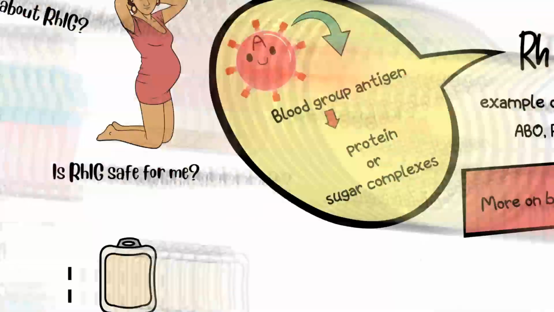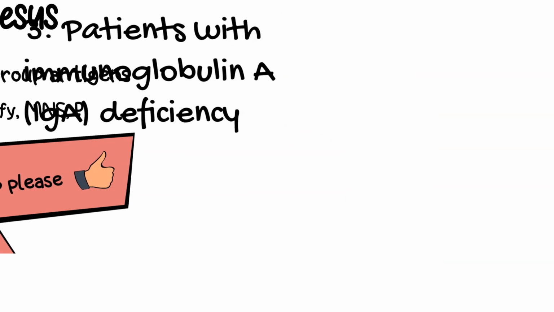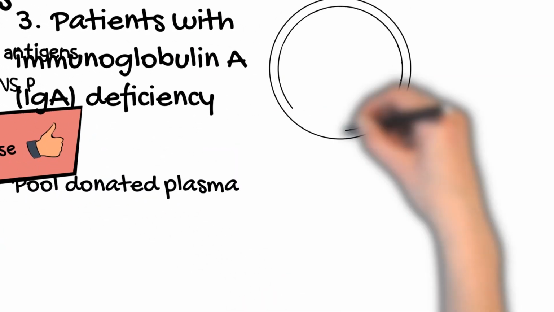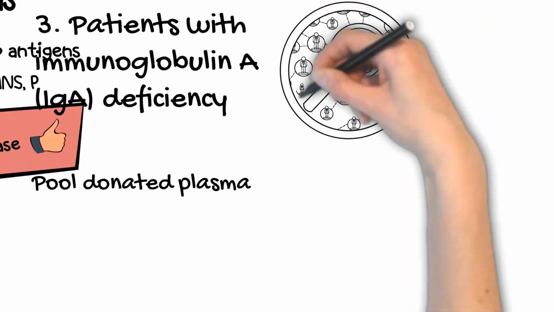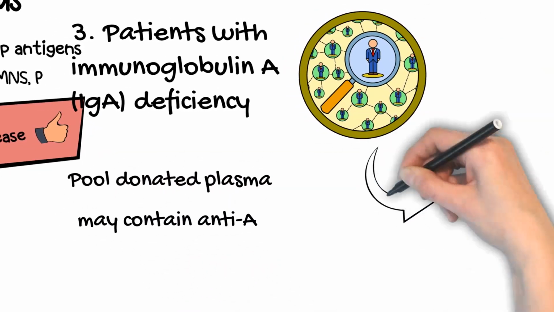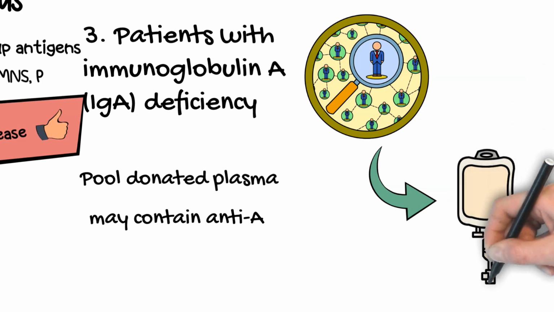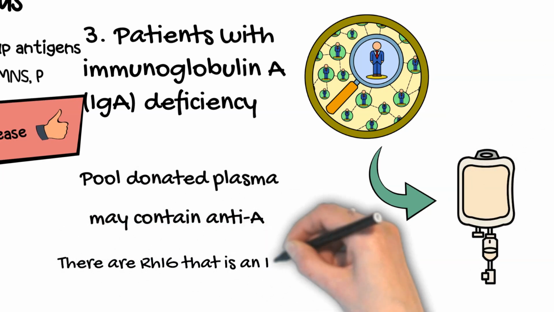RhIG comes from donated plasma. It can contain a small amount of IgA and can cause allergic reaction in patients with IgA deficiency. There are different processing types of RhIG, and some may be suitable for people with IgA deficiency, so please consult your doctor in choosing the right RhIG for you.